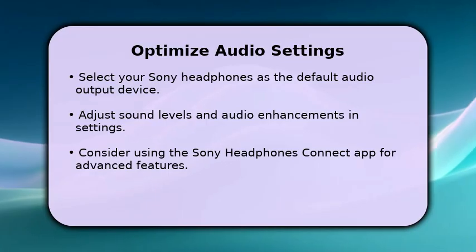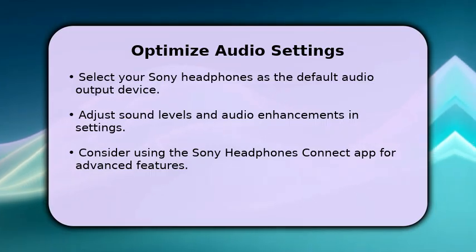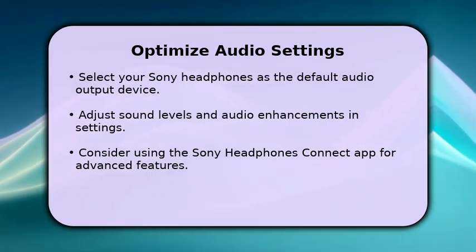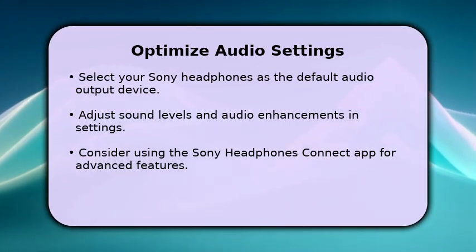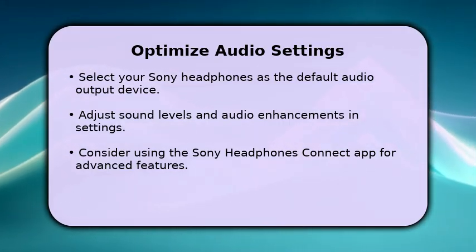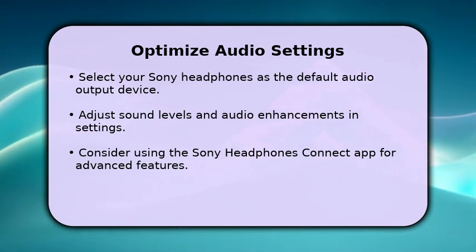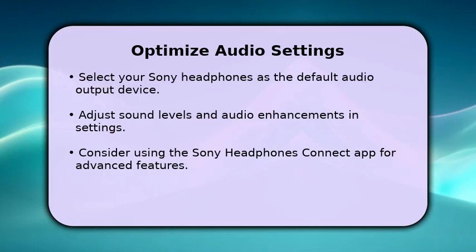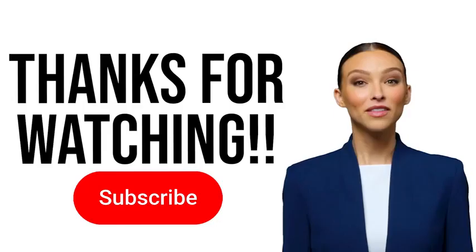Once connected, let's optimize your audio experience. Go to your sound settings and ensure your Sony headphones are selected as the default output device. You can also explore audio enhancements like bass boost or spatial sound for a richer experience. For advanced customization, consider downloading the Sony Headphones Connect application on your smartphone, which offers an equalizer and other personalized settings for your headphones.